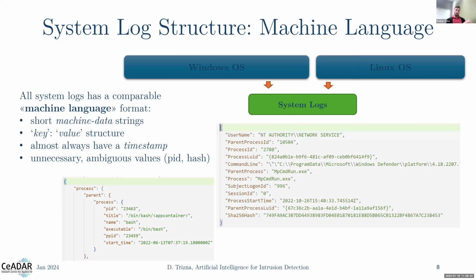As I mentioned before, they are kind of similar in structure, independently of the system. This is a machine language, contrary to the natural language that we often hear. They have short machine data strings. They practically always have a key-value structure, a timestamp, and tons of unnecessary values like process IDs and hashes, which are maybe valuable, but are completely arbitrary.